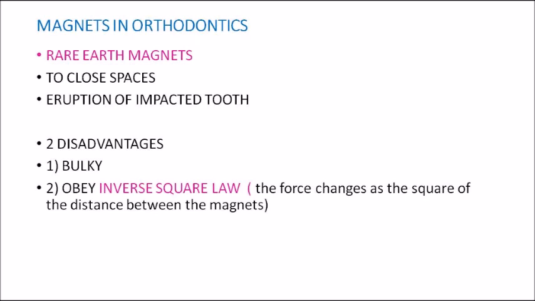That is, the force changes as the square of the distance between the magnets changes. So when you are trying to close extraction spaces, as the teeth come closer, the force actually changes. So we don't have control of the force being delivered by the magnets. That's one of the drawbacks of magnets in orthodontics. The commonly used ones are rare earth magnets, and most commonly they are used for closure of extraction spaces as well as eruption of impacted teeth.